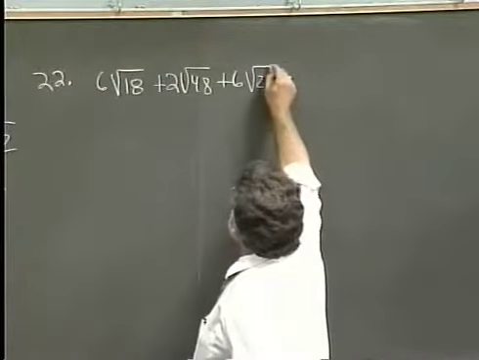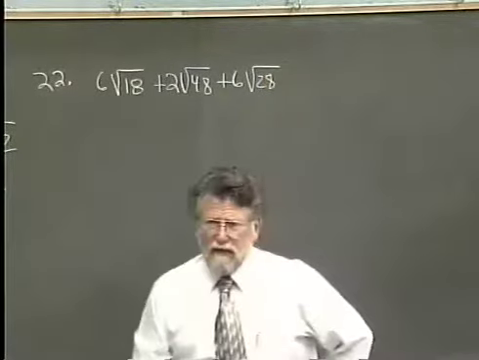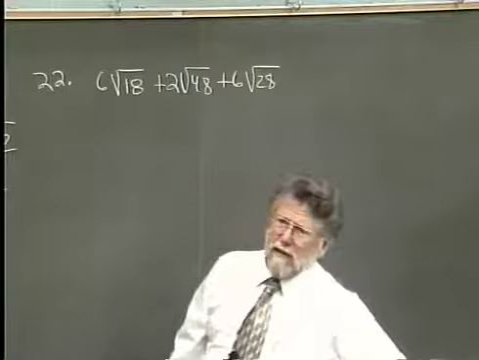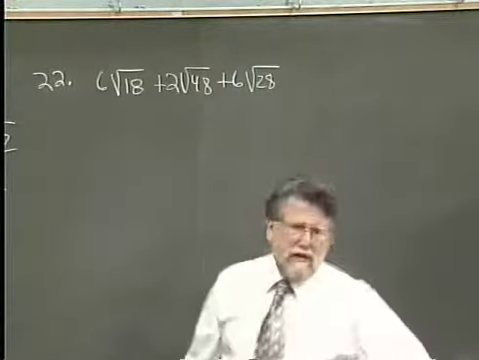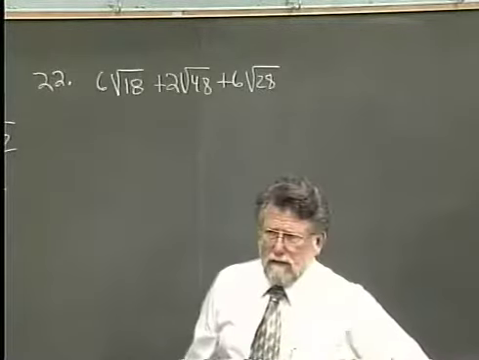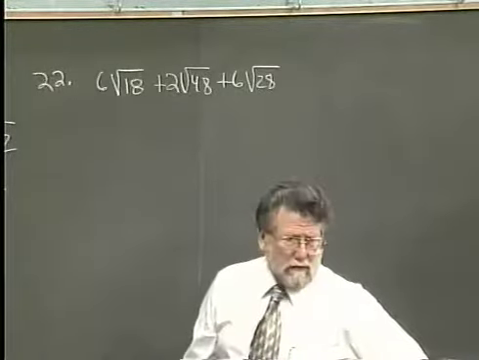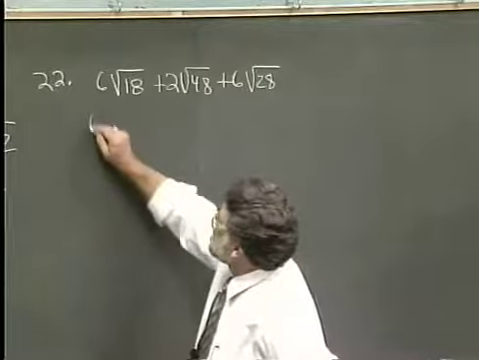22. I have 6, the square root of 18, and I have plus 2, the square root of 48, and I have 6, the square root of 28. Somebody got hung up on the 8s. Okay, what can we do with this? Well, 18 you see is what? 9 and 2.